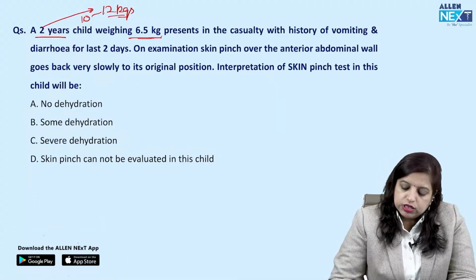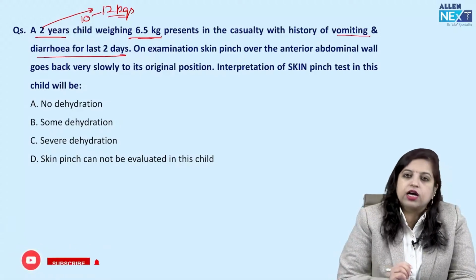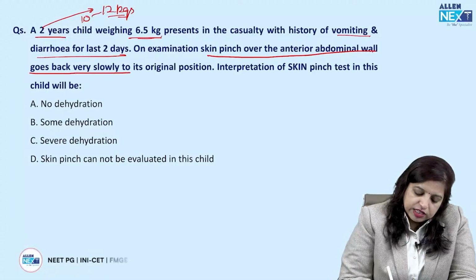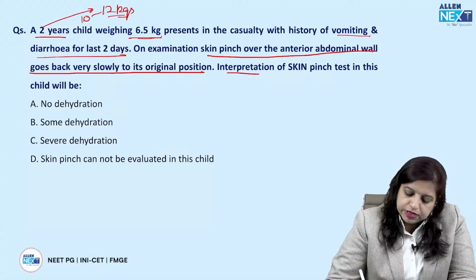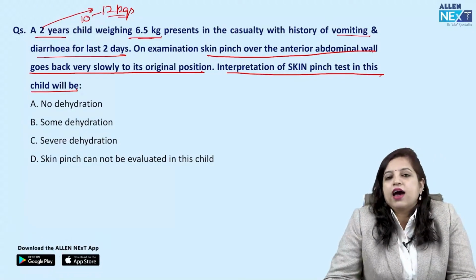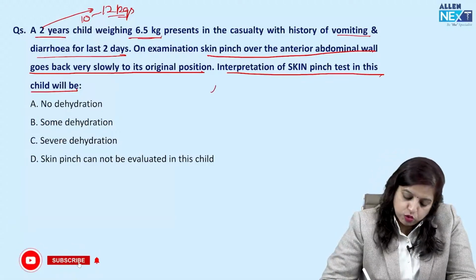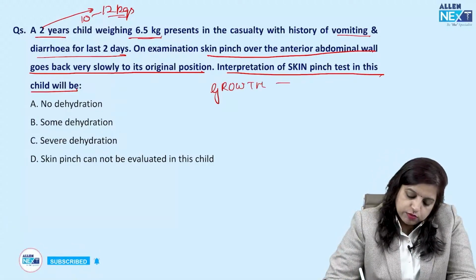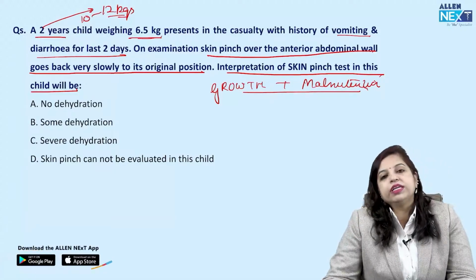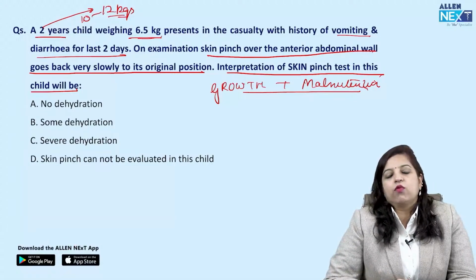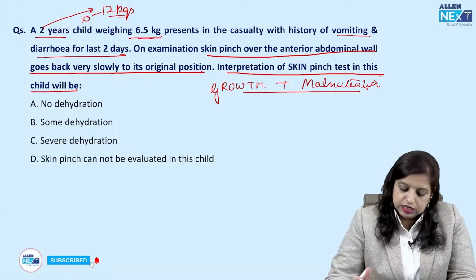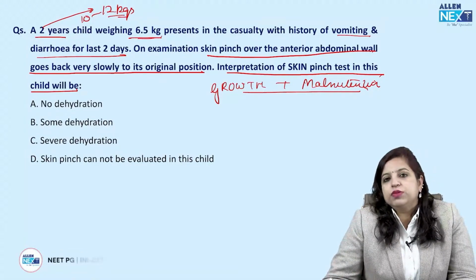Now, he presents to the casualty with a history of vomiting and diarrhea for the last 2 days. On examination, the skin pinch over the anterior abdominal wall goes back very slowly to its original position. Interpretation of the skin pinch test in this child will be a very important question. They are actually testing your knowledge of both growth and malnutrition. So this is again an integrated question within pediatrics itself. So tell me, what will be your interpretation of the skin pinch test?